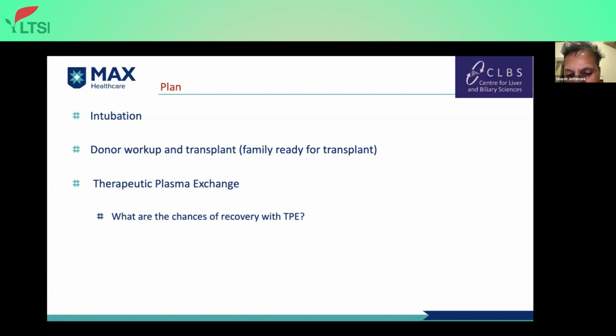But you can talk about your views on therapeutic plasma exchange in acute liver failure. Let's assume this patient is 16 years old, 18 years old. Okay. Yeah, so what's the question now?